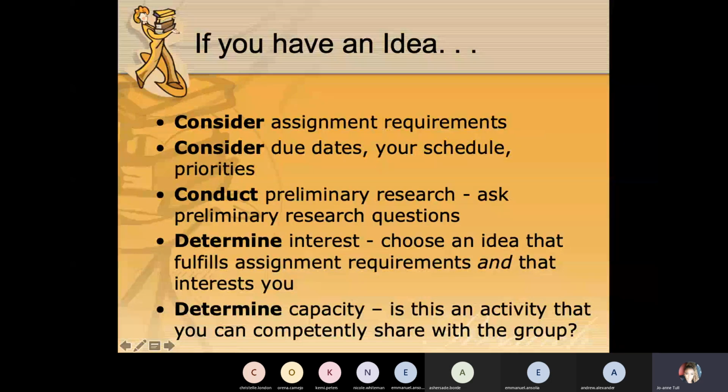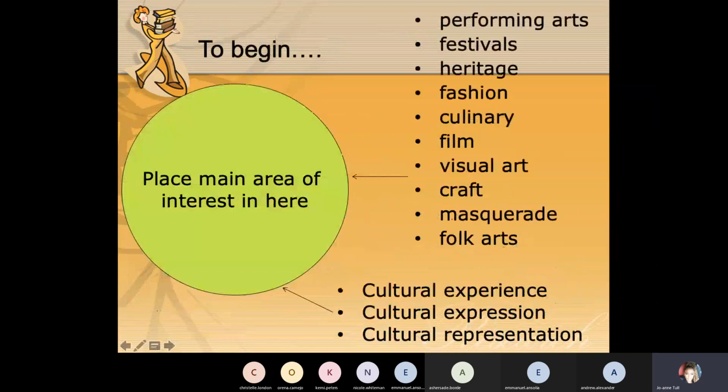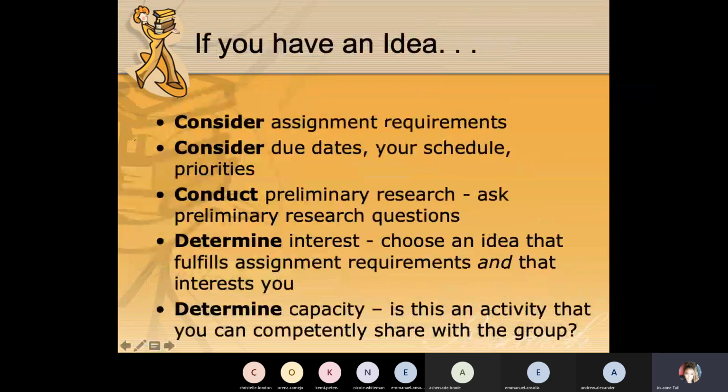So when one keeps it simple, to me, it helps as well. Before we get there, and last but not least, which borders on what I was just talking about, determine capacity. Is this an activity that you can competently share with the group? We really have to think about that now because you will be doing it virtually. So is this something that you will be able to do across the screen, that they will be able to understand, and that they would appreciate? These are the kinds of things we need to think of.